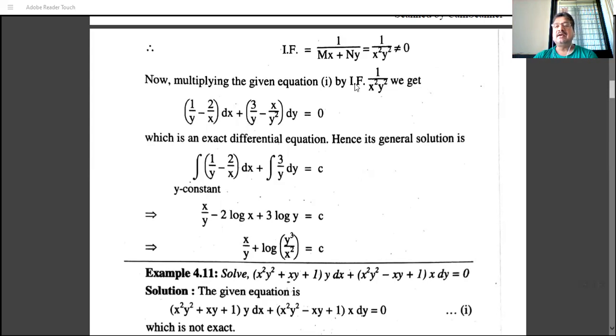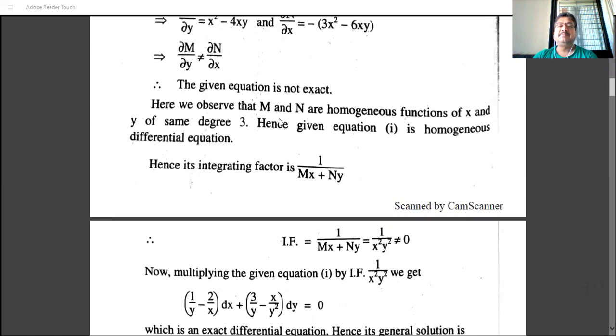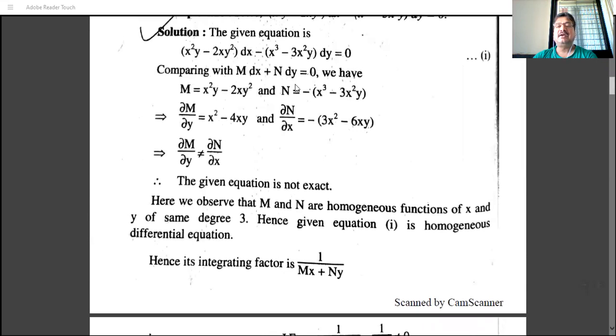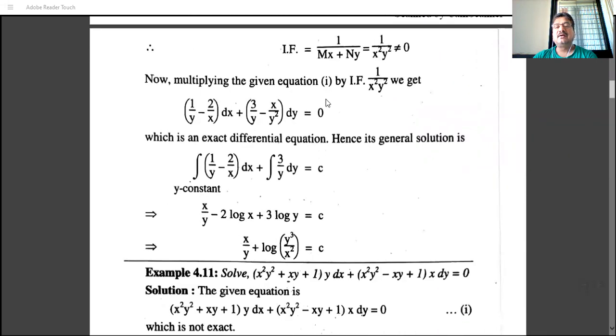Once we find the integrating factor and multiply the given differential equation by this integrating factor, the resulting equation is an exact differential equation, and hence we can find its general solution. Now we have to find its general solution.